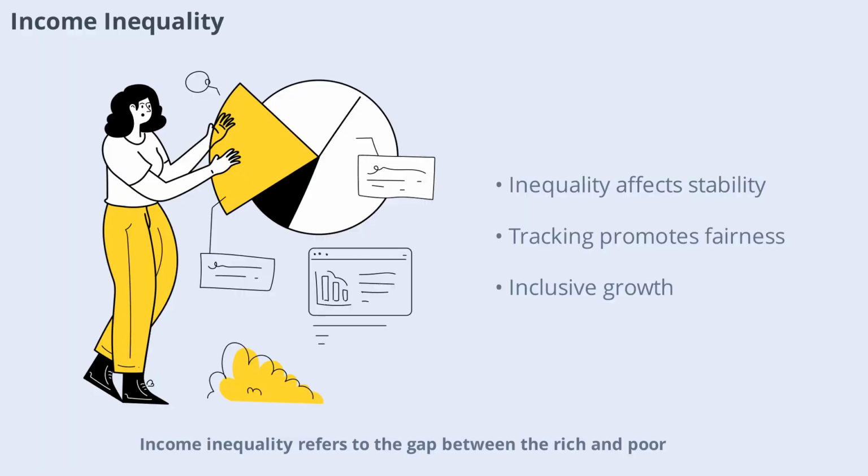Income inequality refers to the gap between the rich and poor. Rising inequality can lead to social unrest and affect economic stability. Governments and organizations track inequality trends to address challenges and promote inclusive growth. Understanding these patterns helps us create policies that support fairness and prosperity.